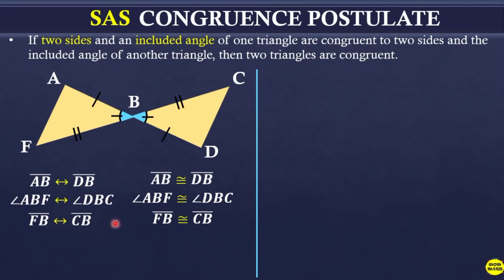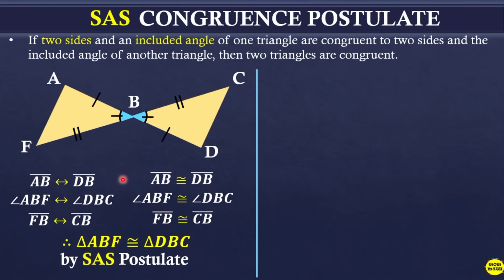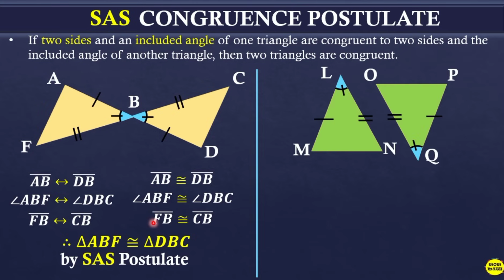So, therefore, triangle ABF is congruent to triangle DBC by SAS postulate, congruence postulate. Okay? So, by SAS, they are congruent by side, angle, side. Kasi meron tayong side, angle, side. Let's have another example. So, I have here ML corresponds to PQ. And then we also have MLN corresponds to PQO.